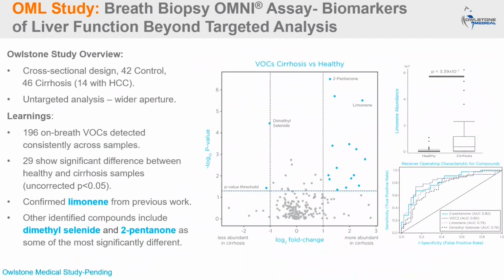With our Breath Biopsy OMNI assay platform, we performed another in-house study, recruiting 42 healthy controls and 46 subjects with cirrhosis for untargeted analysis. In this study, 196 on-breath VOCs were detected consistently across samples, and 29 of them were significantly different between healthy controls and cirrhosis samples. This included limonene, which confirms our result from previous targeted analysis as a relevant biomarker for chronic liver disease as well as other studies.